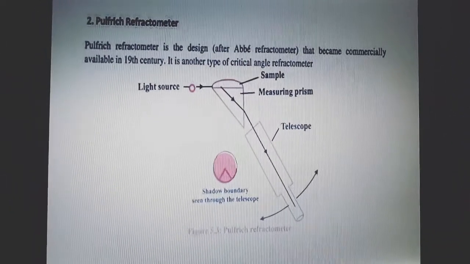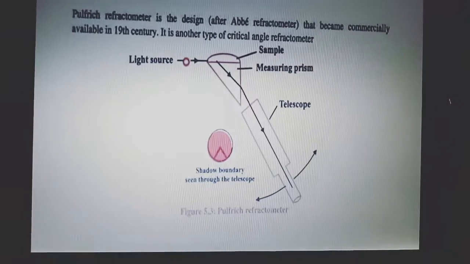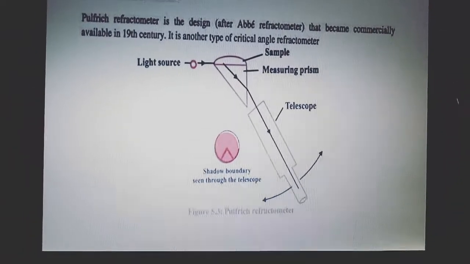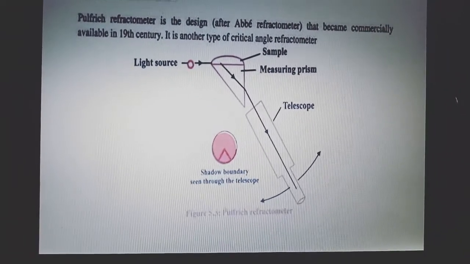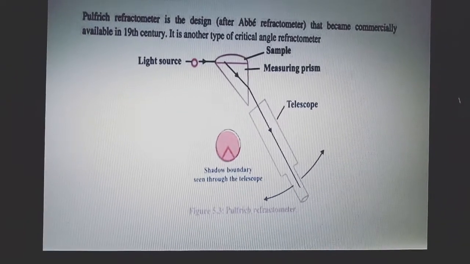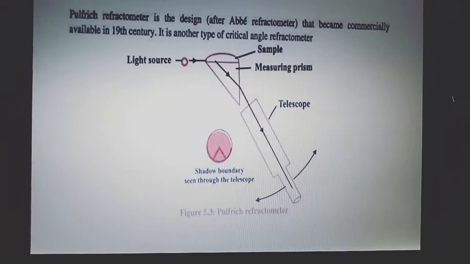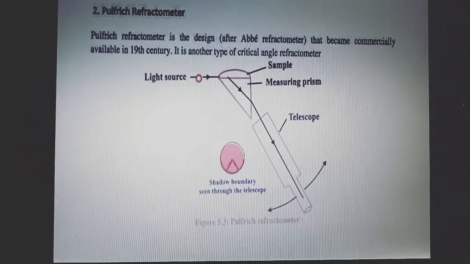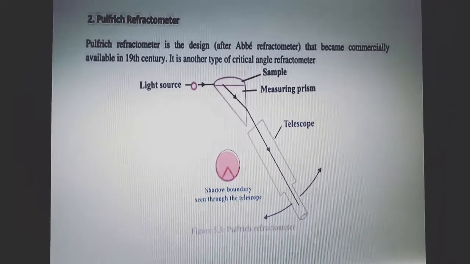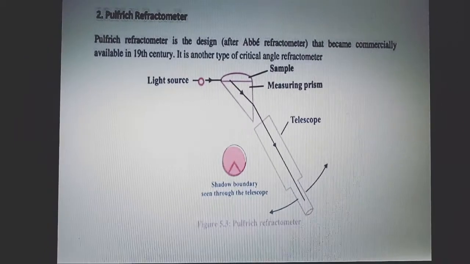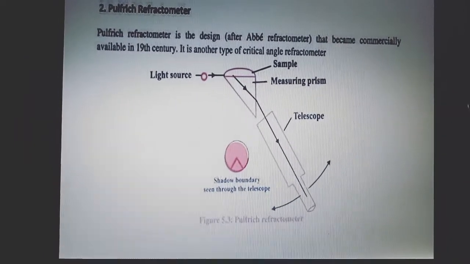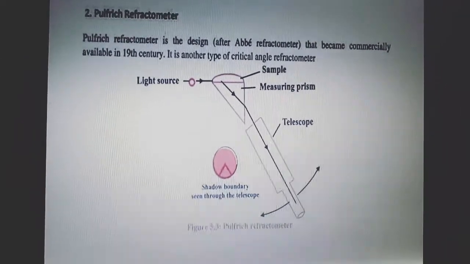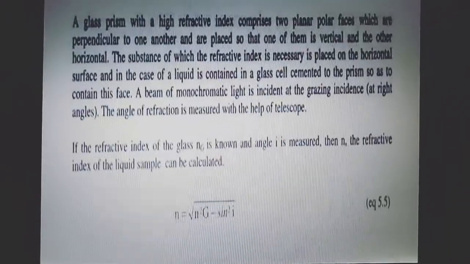Now the second refractometer is the Pulfrich refractometer. You can see the diagram. Here the light source and sample are placed, and this is the measuring prism, then the telescope. The Pulfrich refractometer is a design after the Abbe refractometer that became commercially available in the 19th century, and it is another type of critical angle refractometer. Means the principle is measurement of the critical angle.